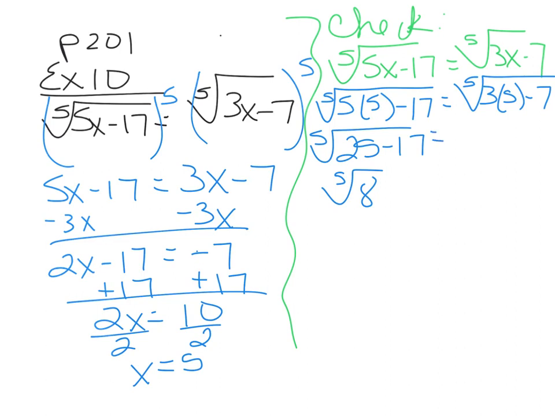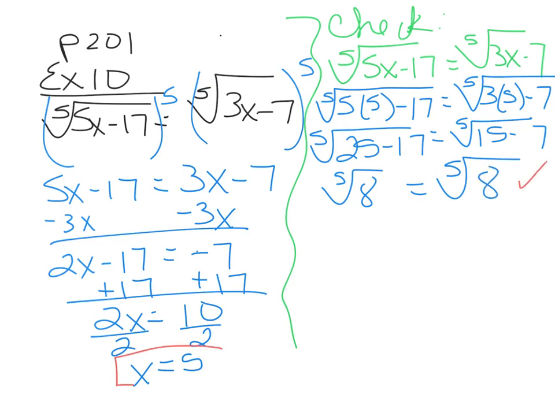So let's see what the other side comes out to be. 3 times 5 is 15. 15 minus 7, not 17. 15 minus 7 is 8. So this checks out, and our solution is x equals 5.